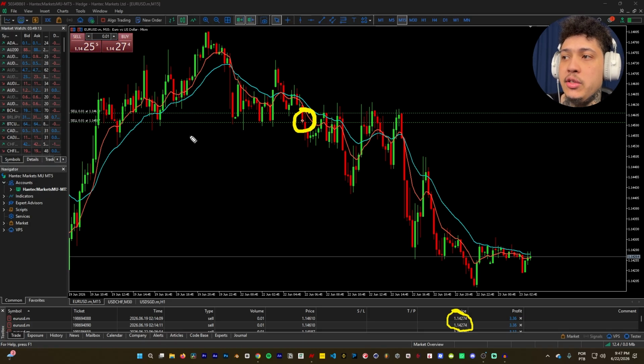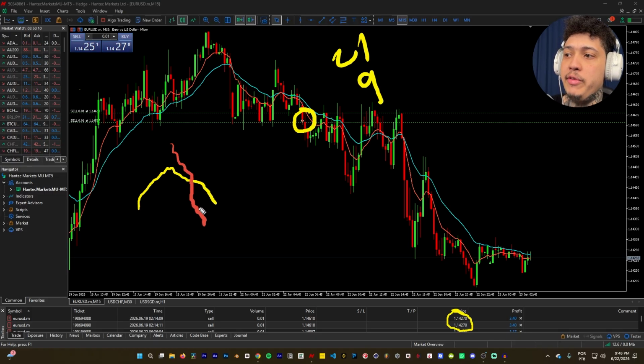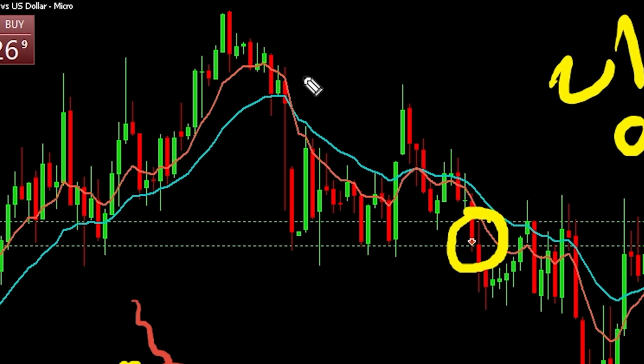I opened it at 114.274, and the strategy I used in this trade was an EMA crossover strategy. I'm using an exponential moving average, and I'm using two. One's 21 and the other one's 9. I waited for a crossover from both averages, and as soon as I hit that crossover right here, I waited for a little bit of a trend line, and that's when I opened the trade, right? It happened more or less right here.